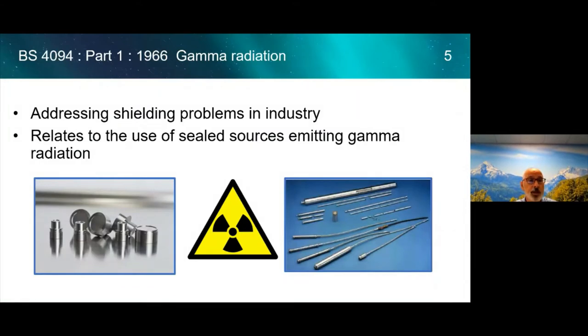So part one deals with gamma radiation, and the standard came out well before a radiation protection advisor had ever even been thought of. It was intended to help address shielding problems in industry by giving people useful data and useful information which they could then apply. And this image here shows you basically encapsulated gamma radiation sources. The ones on the right hand side, with little pigtails associated with them, are probably various varieties of radiography sources and other high activity sealed sources. They're most likely double encapsulated. What that means is there's two layers of encapsulation to make sure that the source has a high degree of integrity and doesn't easily lose its contents, isn't easily damaged either.